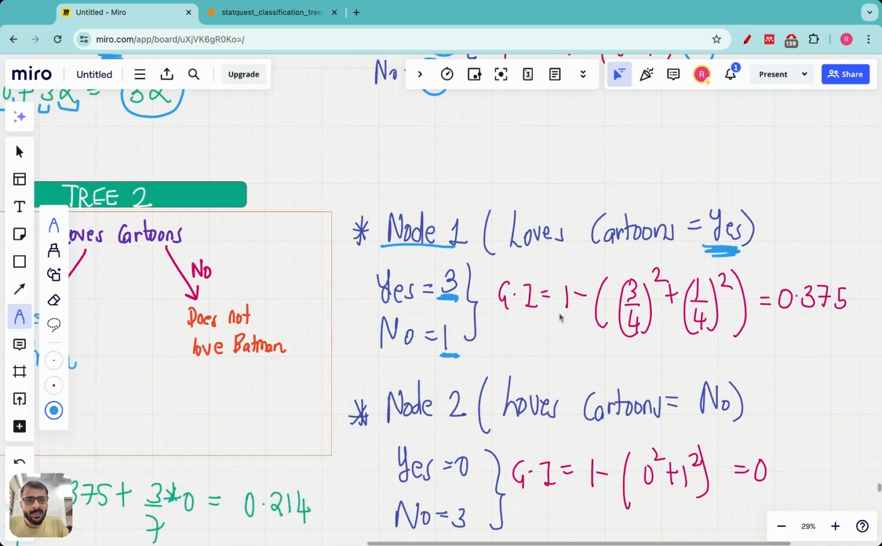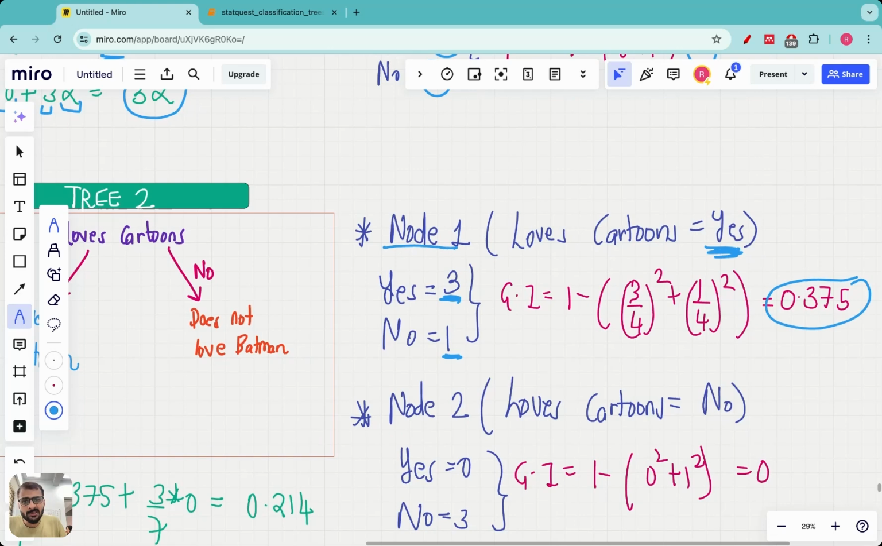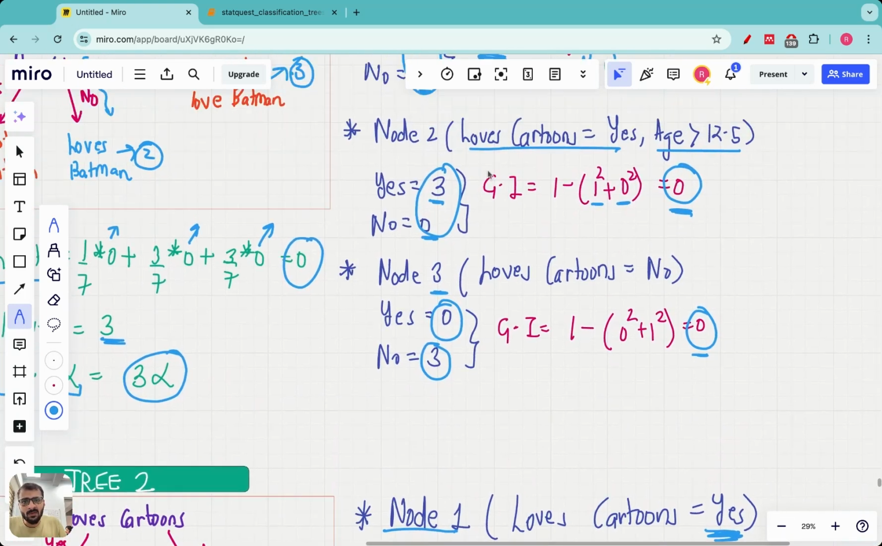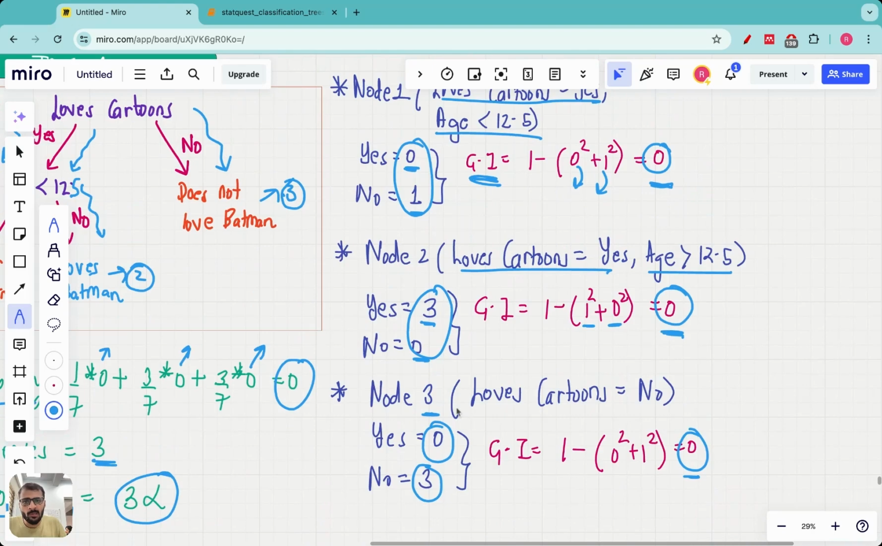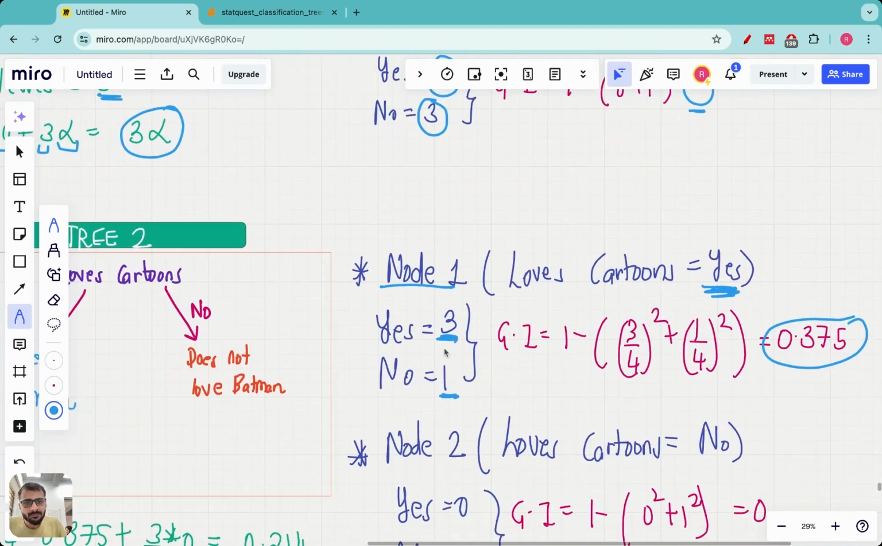So the Gini impurity is 1 minus (probability of yes squared, which is 3 by 4 squared, plus probability of no squared, which is 1 by 4 squared). So the Gini impurity of node 1 comes to be 0.375. Remember, it's not 0 because it has a mixture of classes. It has a mixture of yeses and nos. Whereas in the previous tree, all the nodes were fully pure. They did not have a mixture.